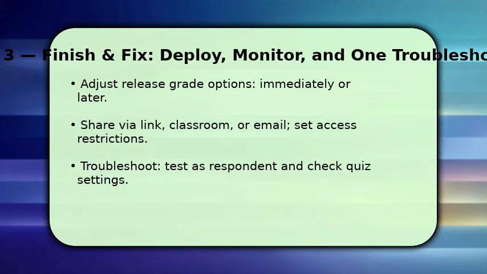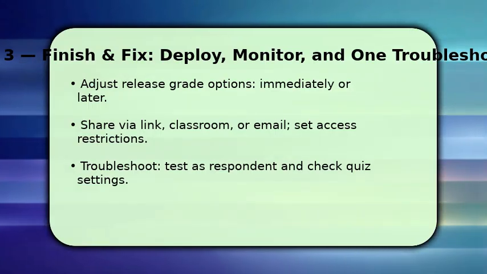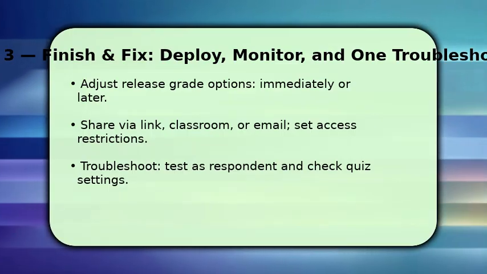Finish by choosing how you release grades and distribute the test. In Settings, choose to release scores immediately or later, and decide whether respondents can see missed questions or correct answers. Share the form link, post to Classroom, or email it directly. Make sure access restrictions match your audience.